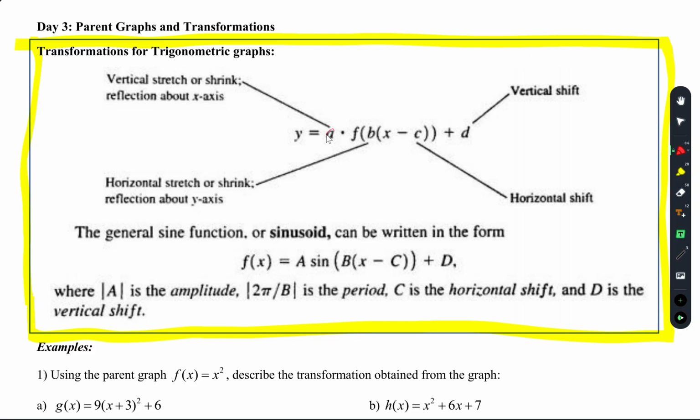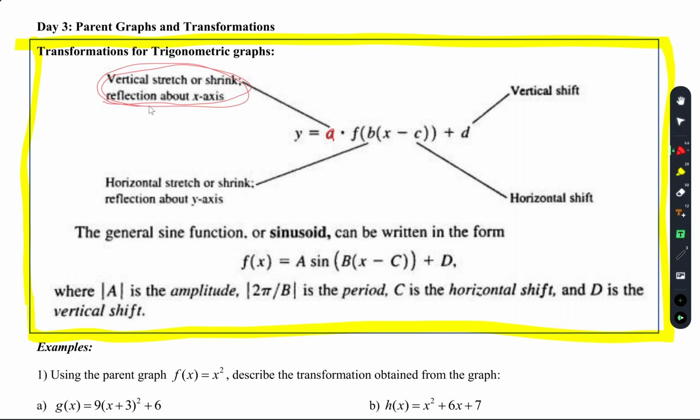The A, we kind of talked about this the other day too, but anything that's happening to the X is going to affect it left and right, because the X-axis is the left and right, the horizontal. Anything outside of this F value, like outside of plugging into the right X, is going to be happening to the Y. So notice A is the vertical stretch.